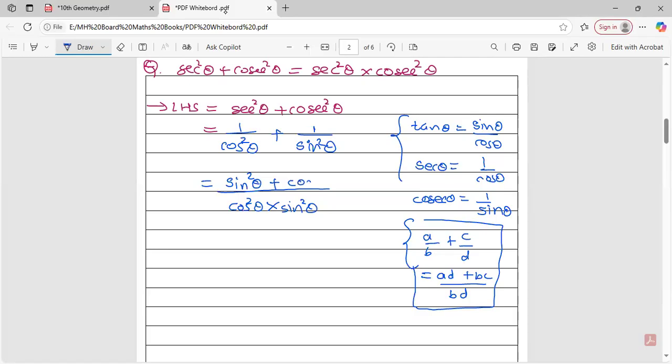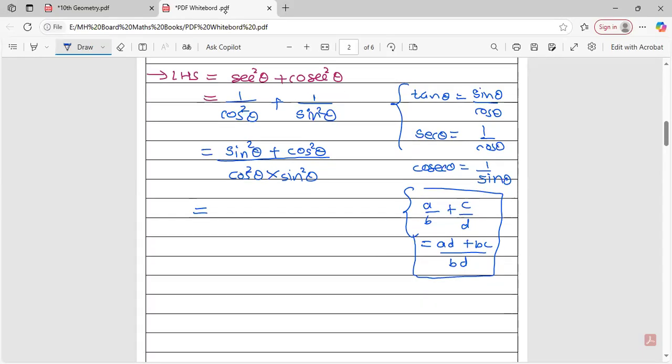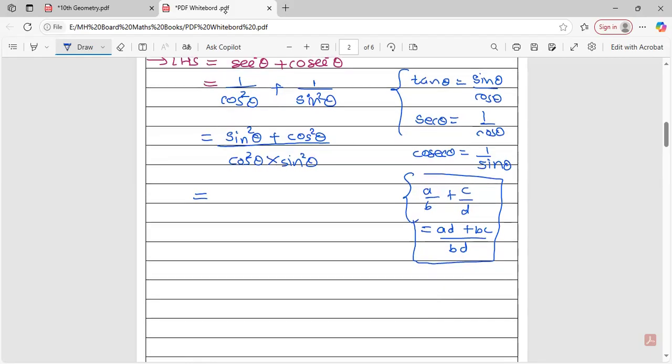plus cos square theta. Okay. Now that's it only. Now what will be the next step? One minute. Now what can you do with it?